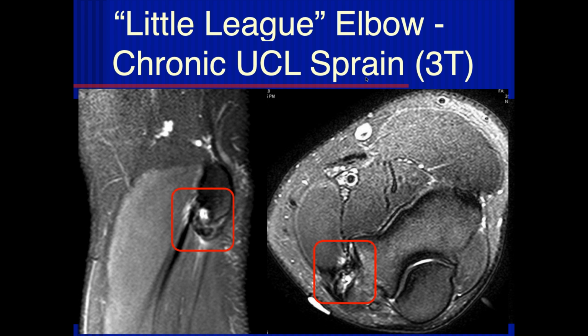Most people who are non-athletes with full tears don't need operation, but athletes who want to continue playing often do better with the Tommy John procedure.